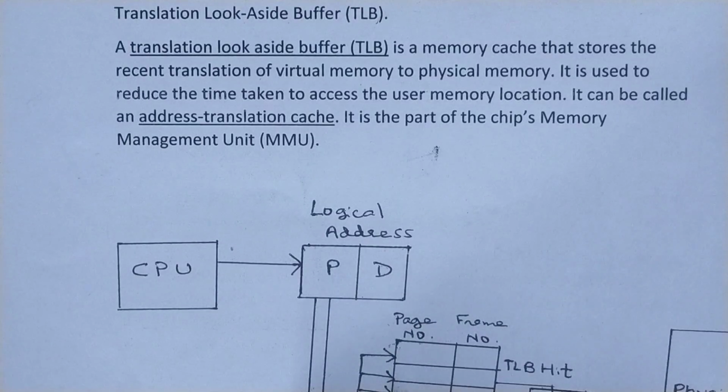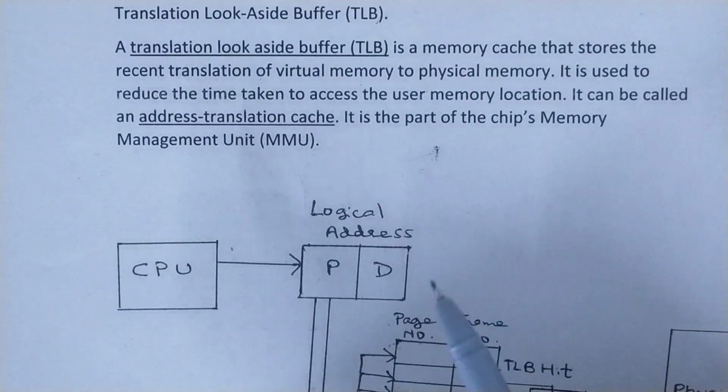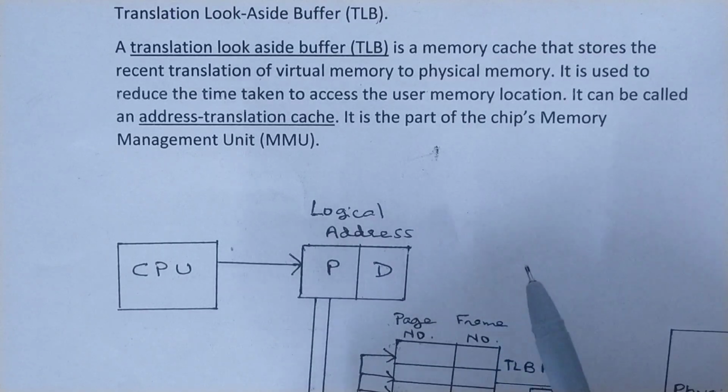Actually translation look aside buffer, that is TLB, is a memory cache that stores the recent translation of virtual memory to physical memory, or we can say the mapping of logical address to physical address. The TLB is used to reduce the time taken to access the user memory location. It is also called an address translation cache, and it is a part of the chip called memory management unit, that is MMU.